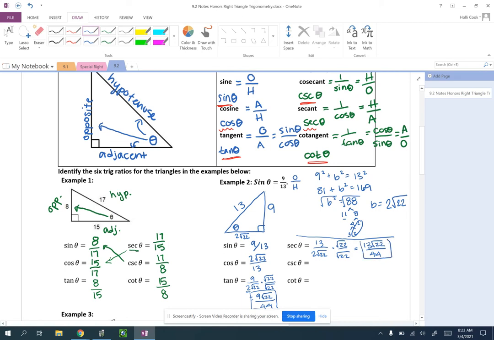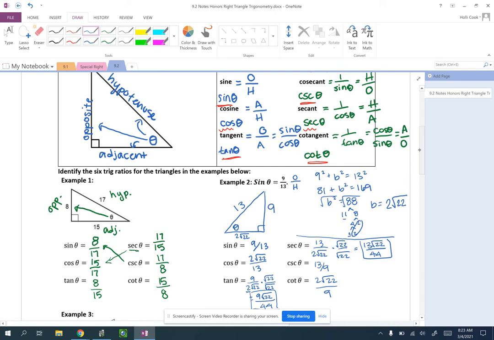Okay, then our cosecant is the hypotenuse over the opposite. So that's 13 over 9. And our cotangent is adjacent over opposite. So 2 root 22 over 9. And those are our trig values.